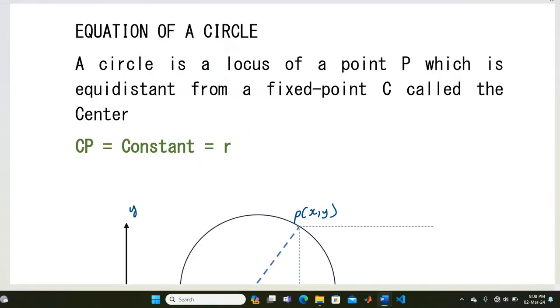Hello everyone. In this video we are going to discuss the equation of a circle. But before we go to the equation of a circle, have you ever wondered what a circle is? This is the locus of a point P which is equidistant from a fixed point C that we are calling the center. When we measure the distance from the fixed point C to P, it is going to be a constant, and it's what we are going to call the radius of this locus of point P, which we are referring to as a circle.